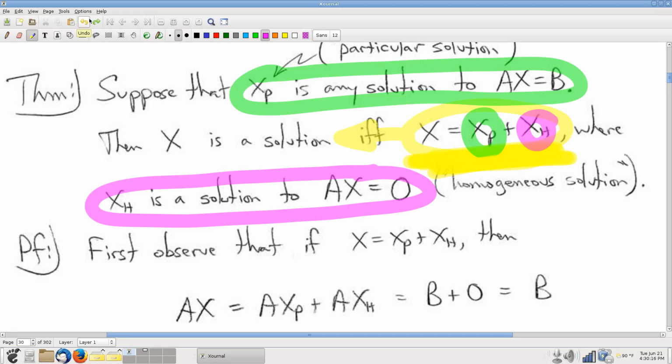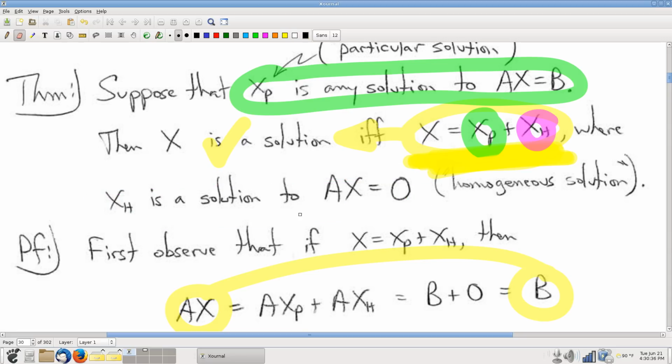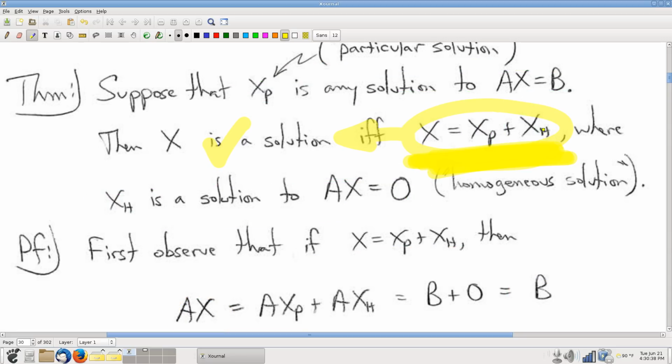Altogether, then, I have b plus 0, and that's b. So what I've confirmed is that Ax must equal b. I made a wrong color choice there. Ax is equal to b, and so sure enough, x is a solution. Okay. Right, so I have confirmed that this does indeed imply that.